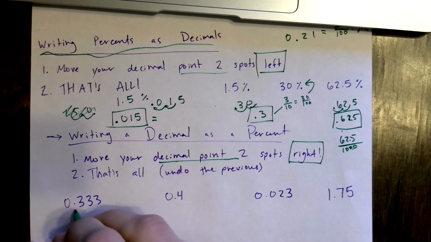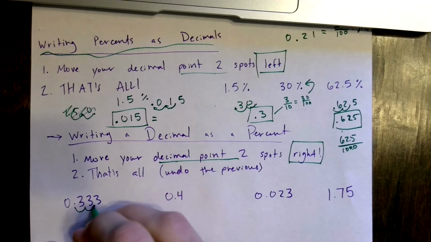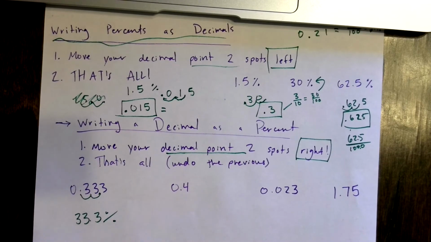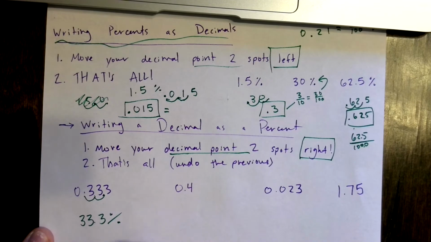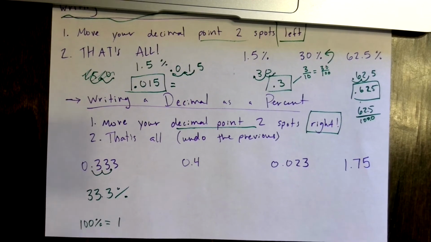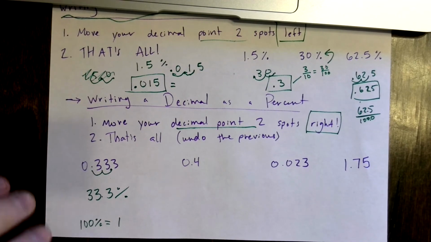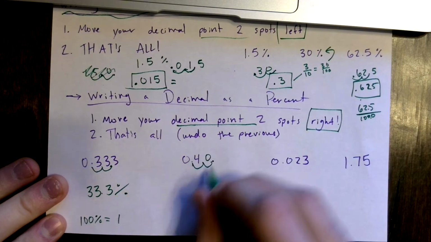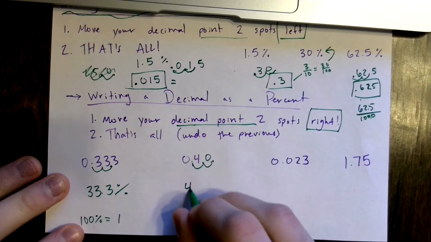Let's look at our first one. 1, 2, decimal point right there. We got 33.3%, which makes sense. If 100% is our whole, 100% would equal 1. And we have a third of 1 right now. So we have 33.3%. Our next one, let's move that spot once, move it twice. We have to add in that 0, and we got to 40%.